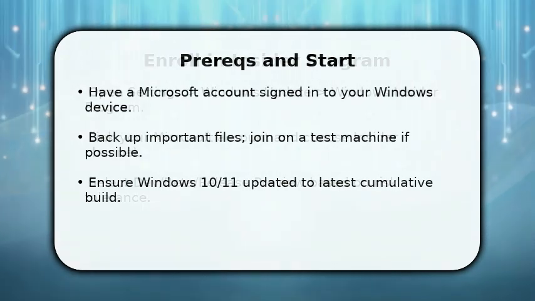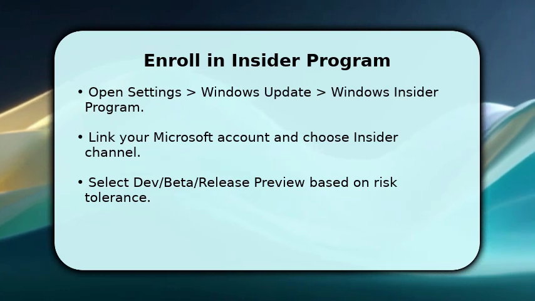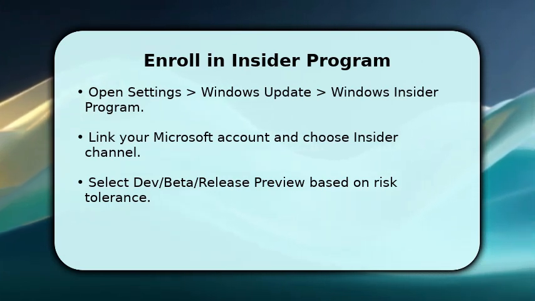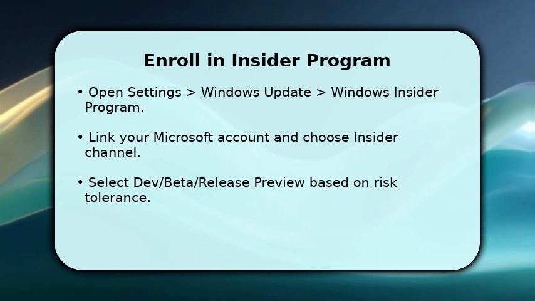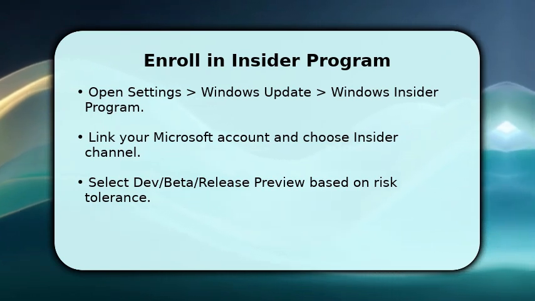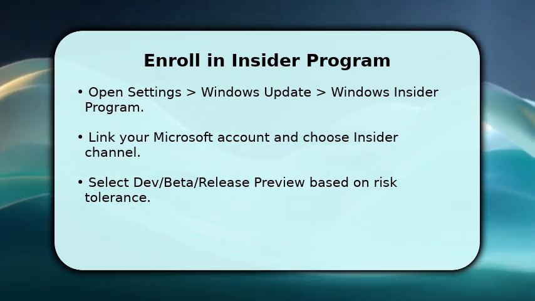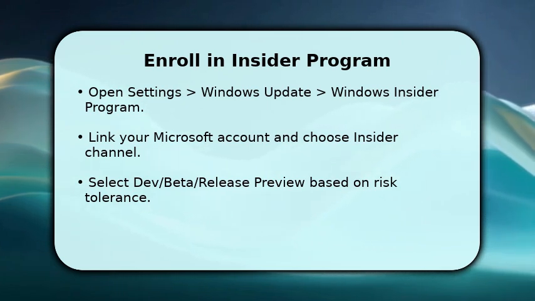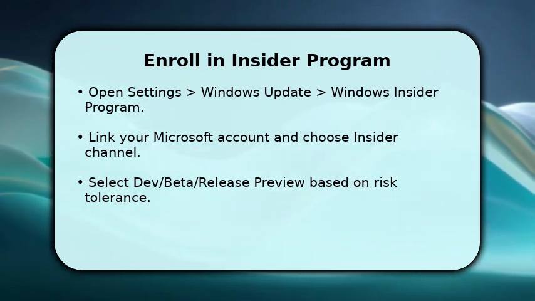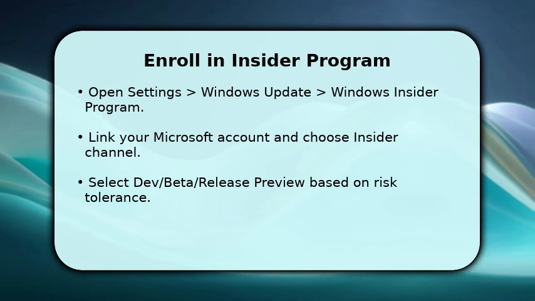You now enroll in the Windows Insider program. In Settings, navigate to Windows Update and select Windows Insider program, then click Link an account and pick the account you prepared. After linking, choose the Insider channel. Dev for earliest features, Beta for more stable previews, Release Preview for minimal risk.